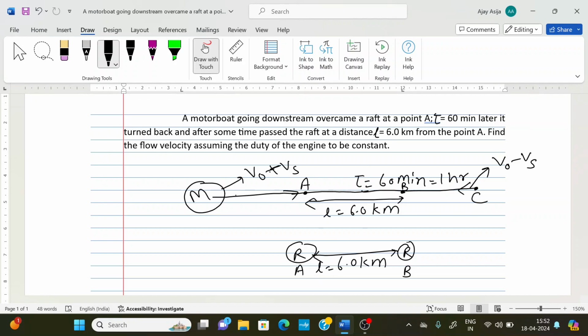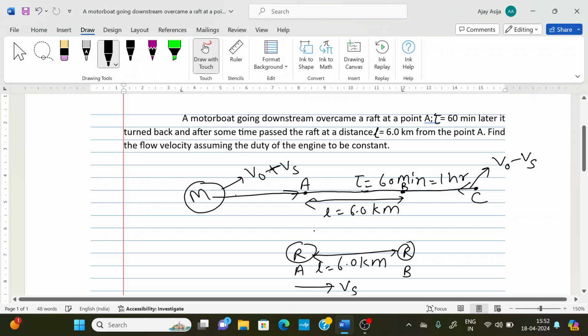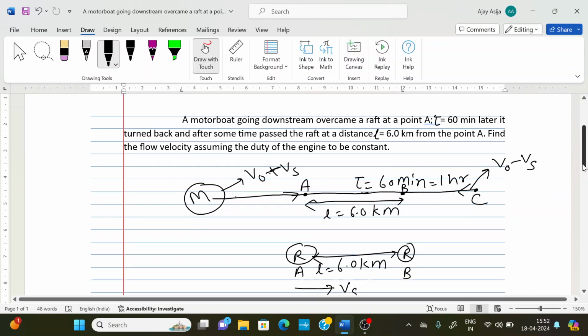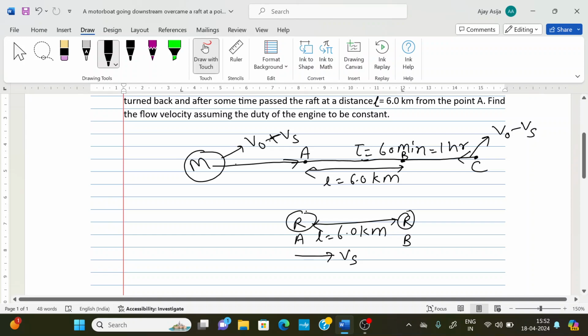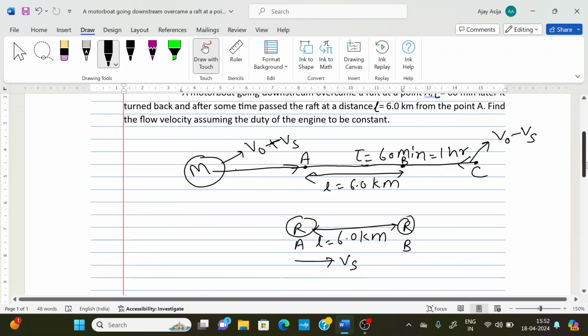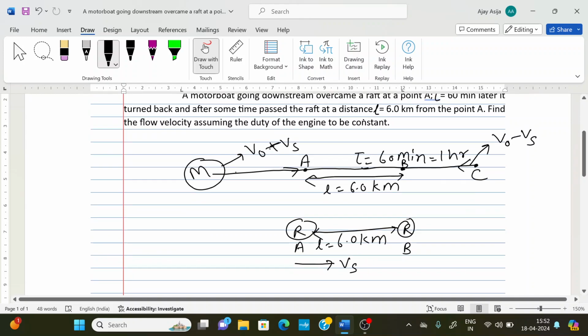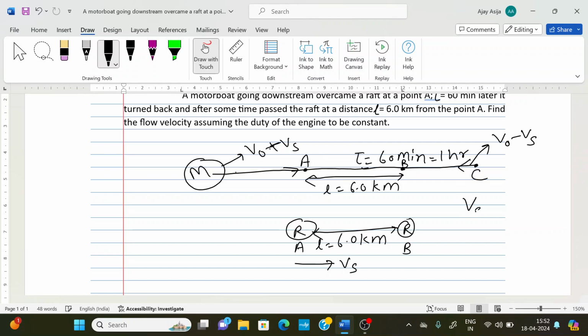Also, the raft has a velocity equal to that of the water, because the raft does not have an engine. So water is only responsible for moving the raft, and the raft will have the same velocity as that of the water. And we have to find the flow velocity, which is Vs.